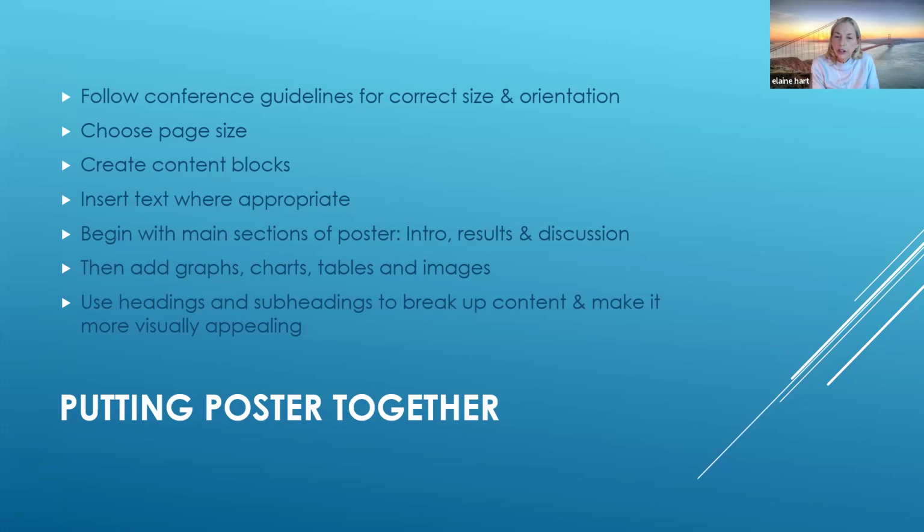And then choose your page size, create your content blocks, and then insert your text where appropriate. Begin with the main sections of the poster, the intro, the results, the discussion. Then you can add your graphs, your charts, your tables, your images. Use headings and subheadings to break up the content and make it more visually appealing. And you really can do a lot with that too, and a lot with color to make it visually appealing.